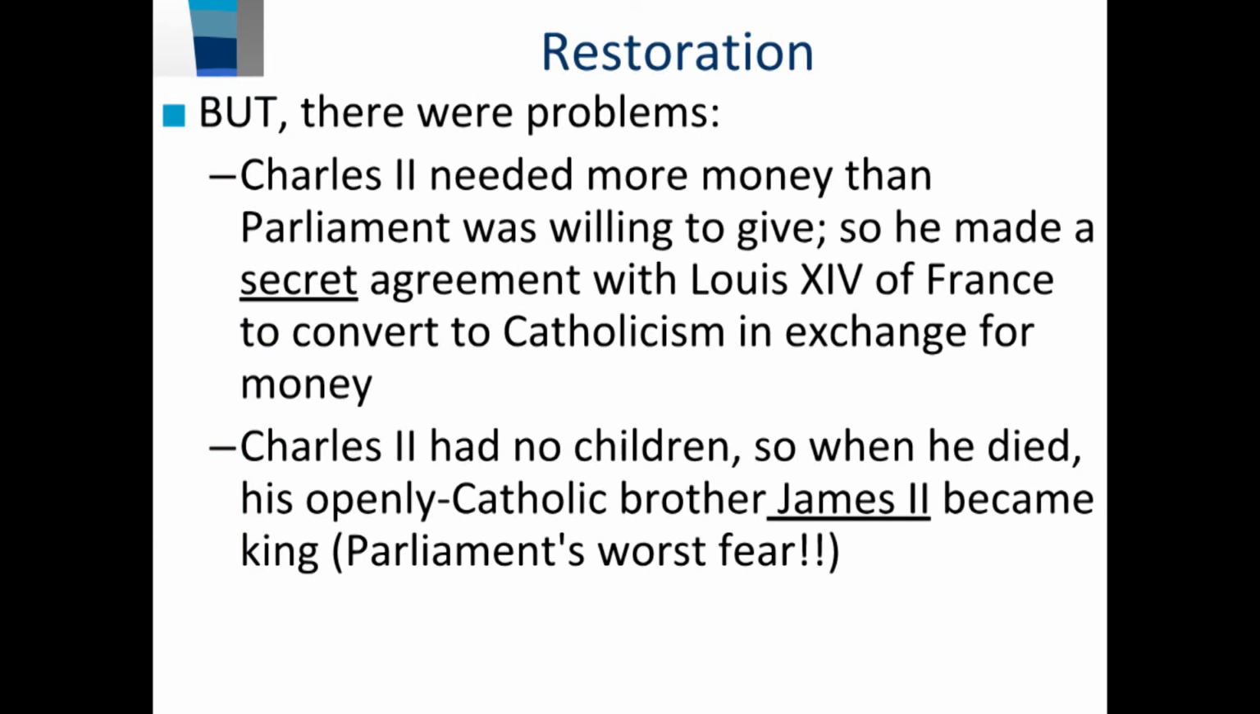So after the end of the Commonwealth, Charles II says, oh, okay, I fixed it all, everything's great. But there's still problems. Charles II needed more money than Parliament was willing to give. So he made this secret agreement with Louis XIV of France, that absolute ruler we talked about last time, to convert to Catholicism in exchange for money. So he said, I've ended the divine right, I said I was going to take a back seat, but I need money. So he goes up to King Louis and says, hey, if you give me money, I'll make England Catholic again.